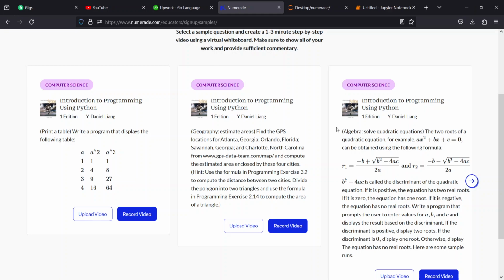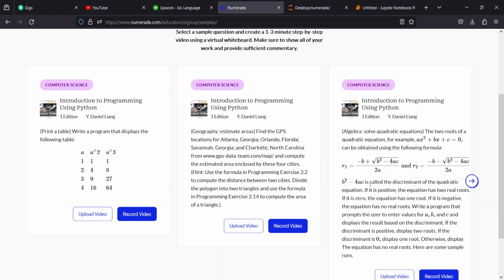I'm going to solve this problem of numeric introduction to programming using Python. Algebra: solve quadratic equation. The two roots of a quadratic equation, for example, x squared plus bx plus c equals 0, can be obtained using the following formula. And this is the formula for quadratic equation.